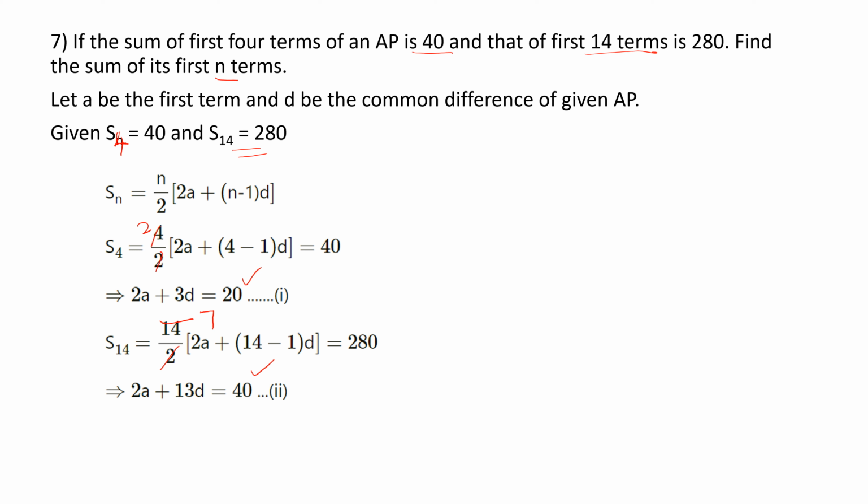So now we'll solve the two equations. So 2a plus 3d is equal to 20. That is the first equation. We can go for elimination method. So if you go for elimination, then a will be cancelled. 13 minus 3 will give you 10d.